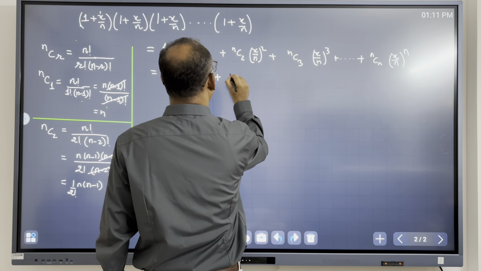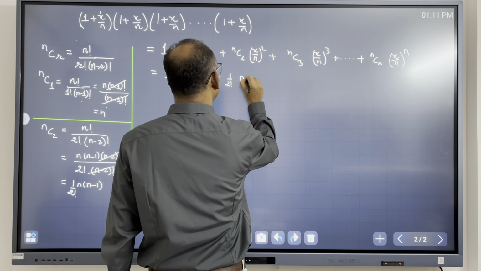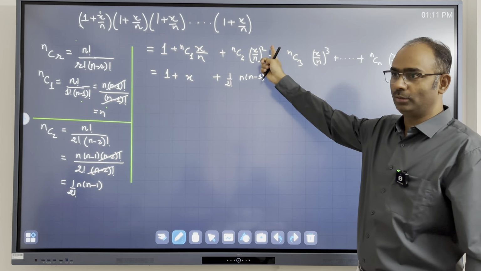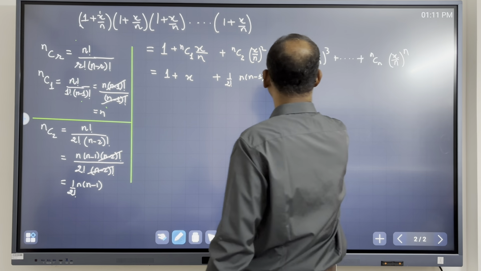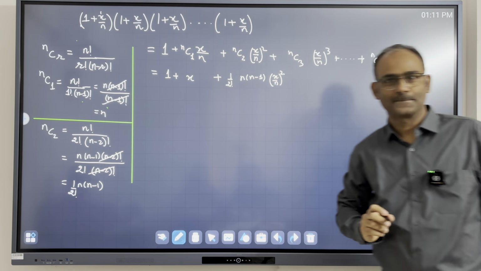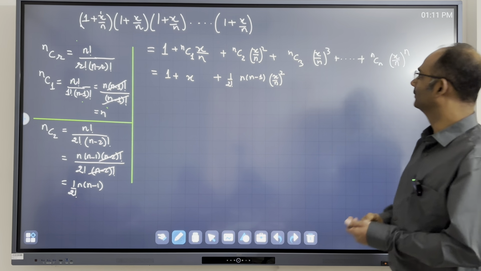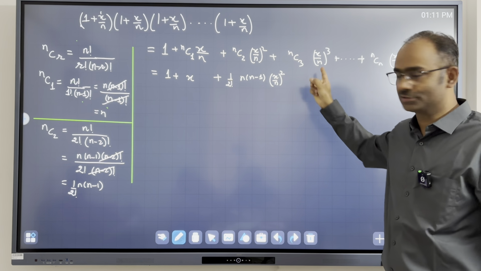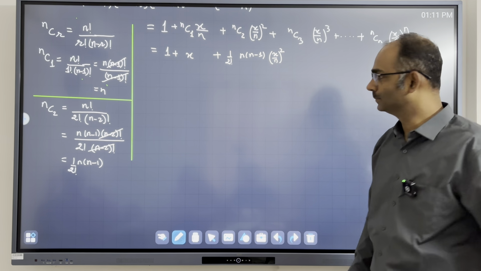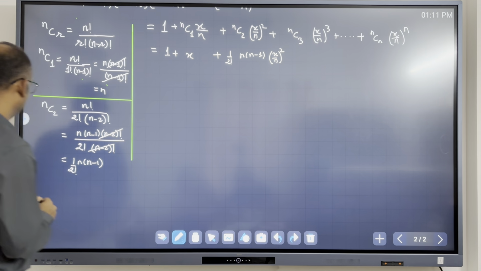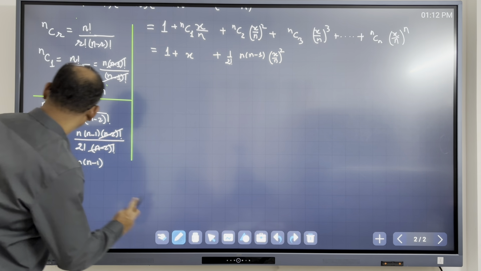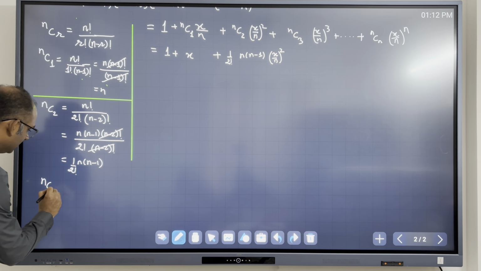Plus 1 over 2 factorial n into n minus 1 times x over n whole square. So I will write it as x over n whole square because that is what it is. Good. Next one. One more and then we will proceed. I hope it's not difficult. Okay, tell me the answer. What is NC3?